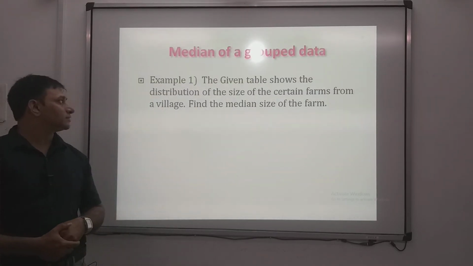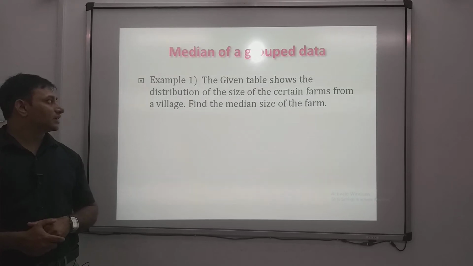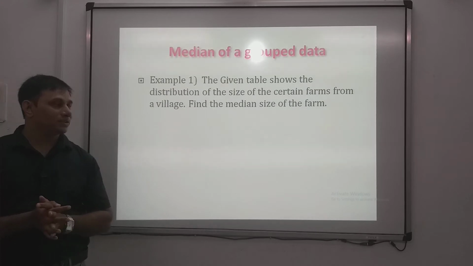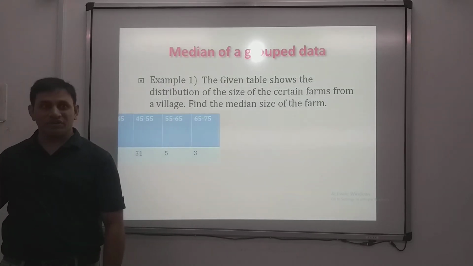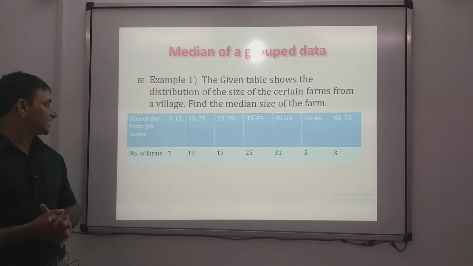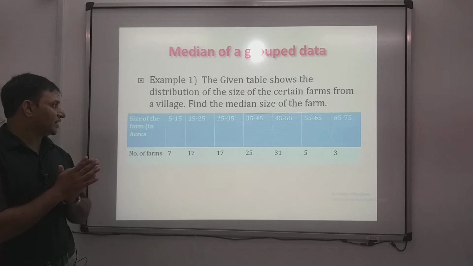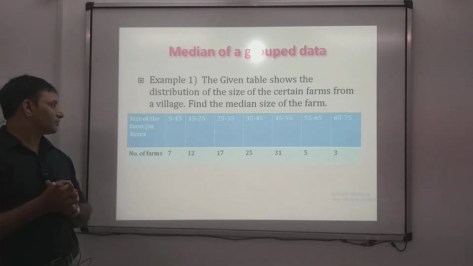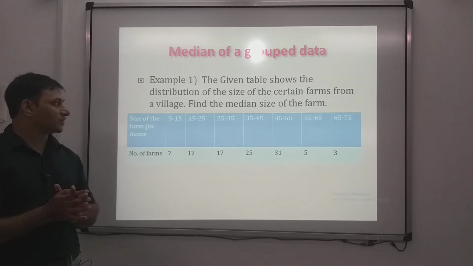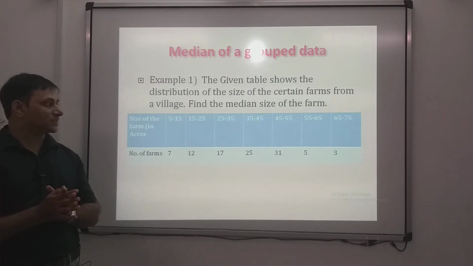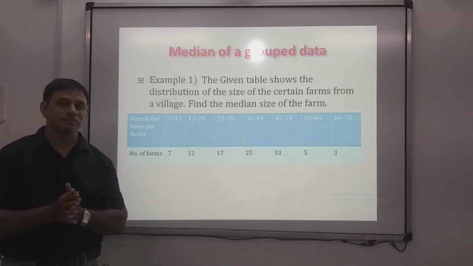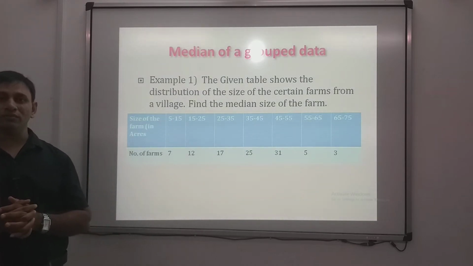Let us take one example. The given table shows the distribution of the size of certain farms from a village. Find the median. It has been given in the size form, that is in acres, and the number of farms in that group. For example, 5 to 15 has 7, 15 to 25 has 12, 25 to 35 has 17, 35 to 45 has 25, 45 to 55 has 31, 55 to 65 has 5, and 65 to 75 has 3. We will first see the formula for median.